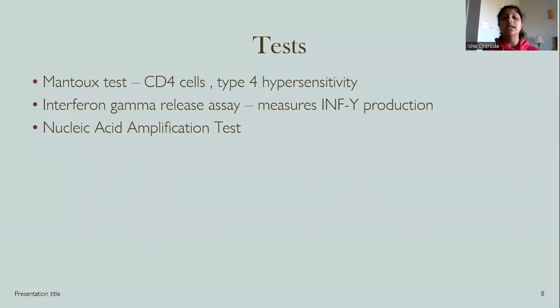The test we use is the Mantoux test, which is a type 4 hypersensitivity test, which measures the response of CD4 T cells. You determine it by measuring the size of the reaction, and that can determine the stage of the infection and the positivity or negativity. Then you have the interferon gamma release assay, which measures the interferon gamma produced by the Th1 cells. And then you have the nucleic acid amplification test, which amplifies the RNA and DNA of the bacteria, and it gives rapid results and is faster.